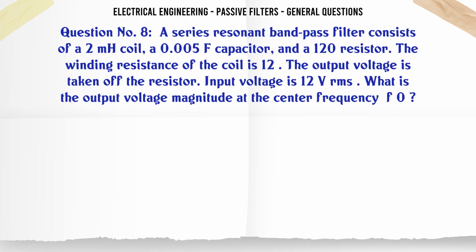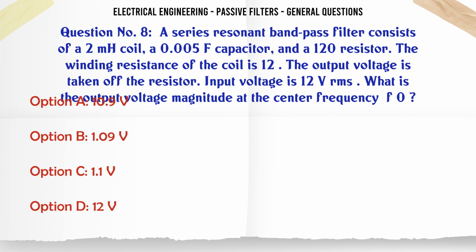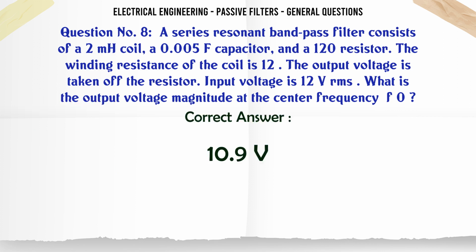A series resonant bandpass filter consists of a 2 mH coil, a 0.005 µF capacitor, and a 120 Ω resistor. The winding resistance of the coil is 12 Ω. The output voltage is taken off the resistor. Input voltage is 12 Vrms. What is the output voltage magnitude at the center frequency f0? A, 10.9 V; B, 1.09 V; C, 1.1 V; D, 12 V. The correct answer is 10.9 V.